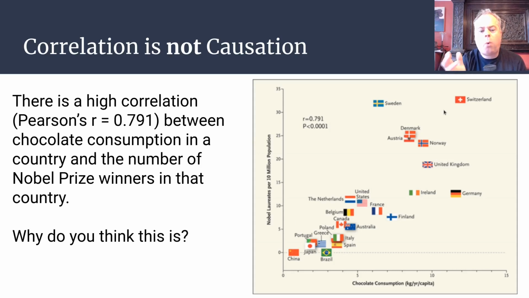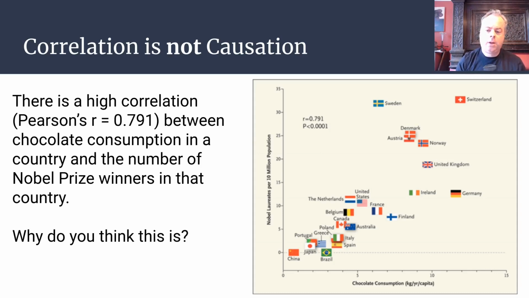Okay, so why do you think that might be the case? Obviously, it would be nice if eating chocolate made you more likely to win a Nobel Prize. That would be a really nice situation. Unfortunately, that's not the case. So what do you think's going on? What other explanation, or what other variables might actually be underlying the relationship?